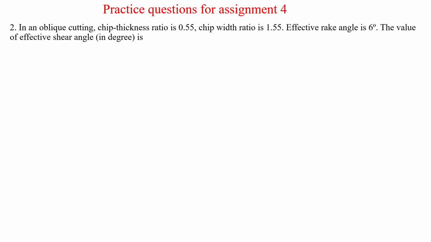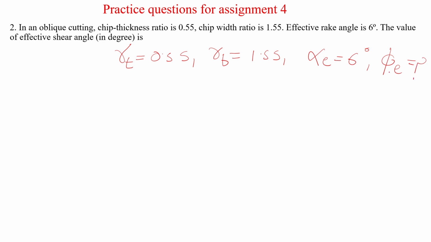Yes, sir. Okay. Now the second question. In an oblique cutting, the chip thickness ratio, which means RT, is given 0.55. The chip width ratio, which is RB, is given 1.55. Effective rake angle, alpha E, is given 6 degrees. The value of effective shear angle, phi E, you need to find. You know the formula of this?